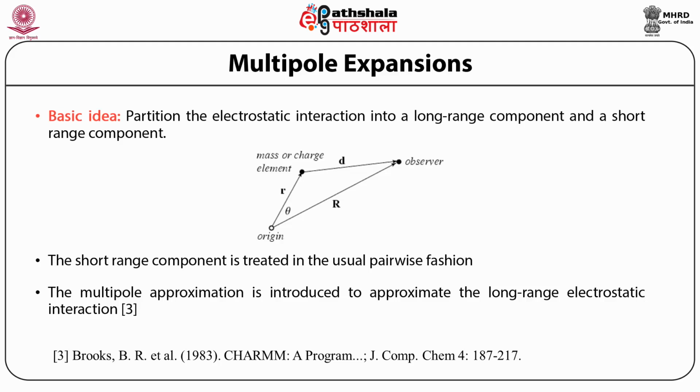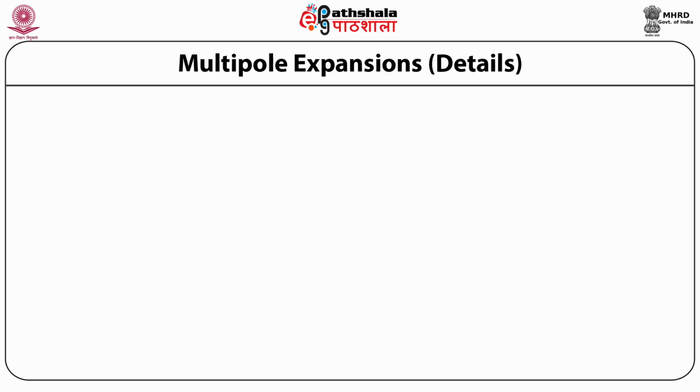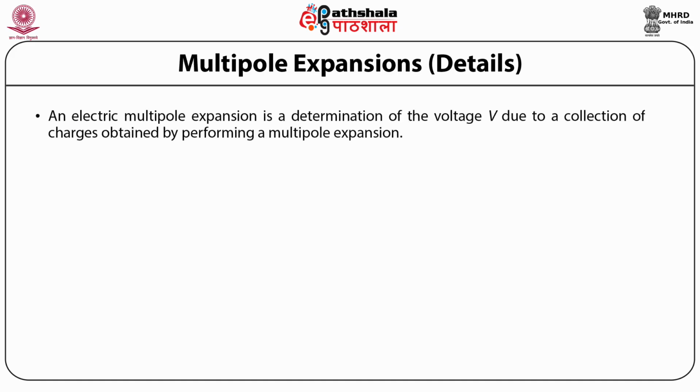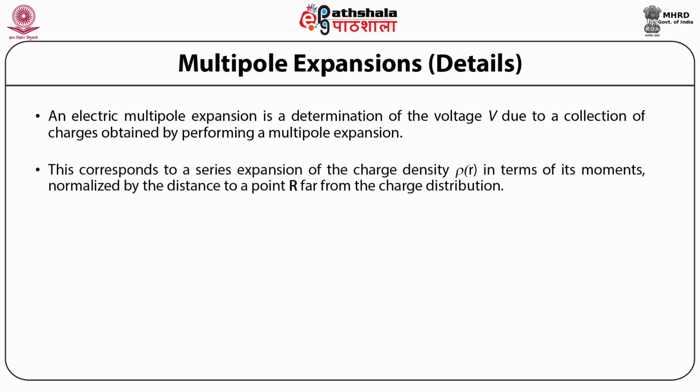What is the origin of multipole? Multipole is the pole-dipole interaction, quadrupole interaction, etc. How is the multipole expansion done? Now, an electric multipole expansion is a determination of the voltage V due to a collection of charge obtained by performing a multipole expansion. This corresponds to charge density, and please note, it is charge density, not one electrostatic point. That is not E1 or E2, it is the charge density.